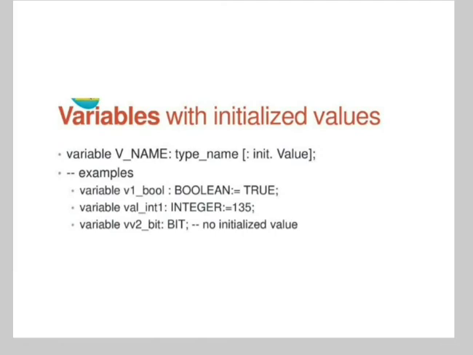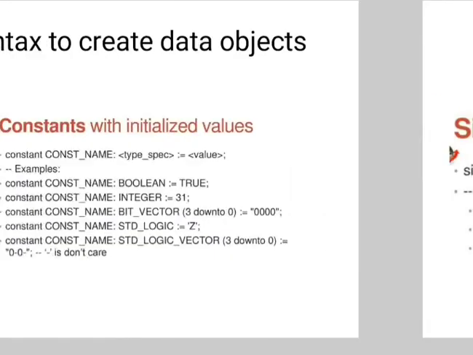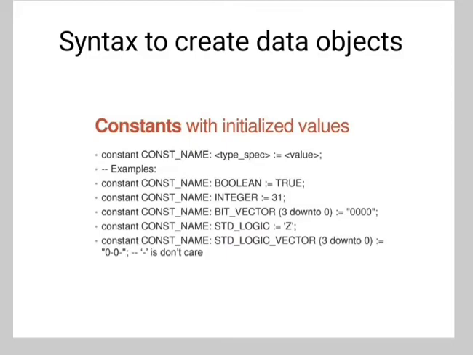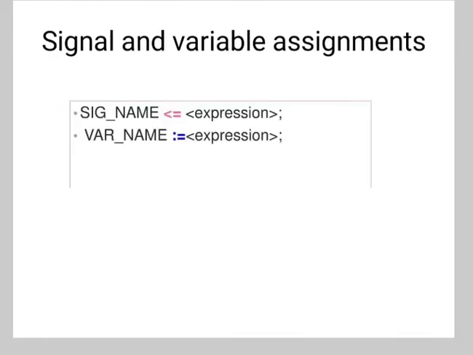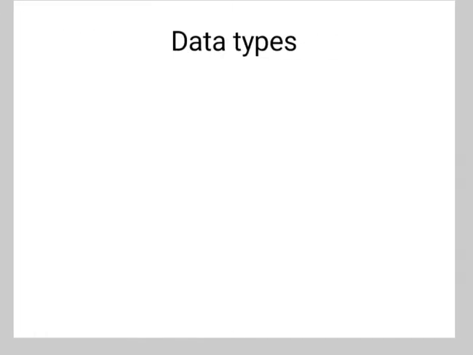Then next, third is variable with initialized values. Now the syntax for this is variable name, type name, initial value. An example for this variable is given here, where the type name is boolean, integer or bit, and the initial values are initialized in front of that. So these 3 slides show the syntax to create the data object, that is with constant, with signal value and variable value. Now signal and variable assignment. So signal name, expression, variable name, expression.